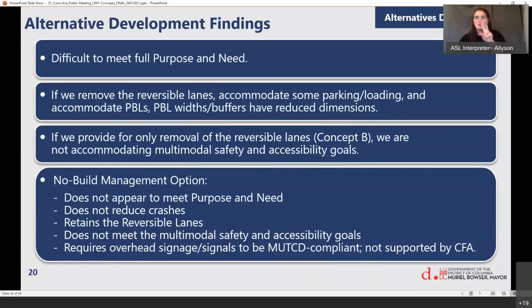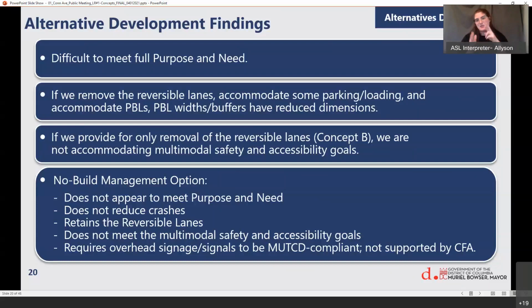In terms of some findings, it's really difficult to meet the full purpose and need. If we remove the reversible lanes and accommodate some parking and loading and accommodate some PBLs, then the widths and buffers of the protected bicycle lanes would have reduced dimensions. If we provide for only the removal of the reversible lanes, and that's in concept B, we are not accommodating multimodal safety and accessibility goals.